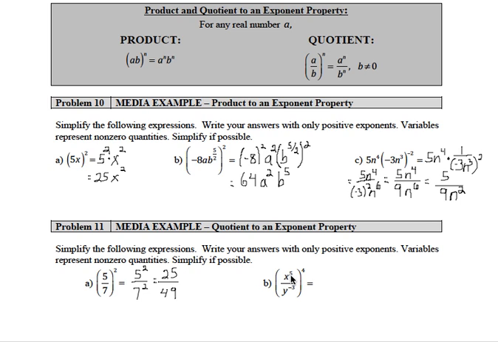Here I have (x to the 5th over y to the negative 3), all of that raised to the 4th power. I'm going to go ahead and apply the quotient to an exponent first. So that's going to give me x to the 5 times 4, is x to the 20. y to the negative 3 raised to the 4th is y to the negative 12th. Now I want to end up with positive exponents only. So the x to the 20 stays on top. y to the negative 12 comes up as y to the positive 12, and that is my final result.